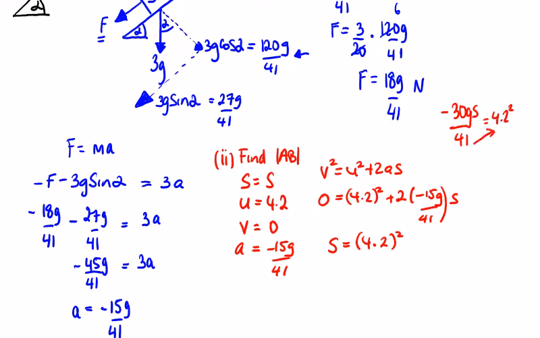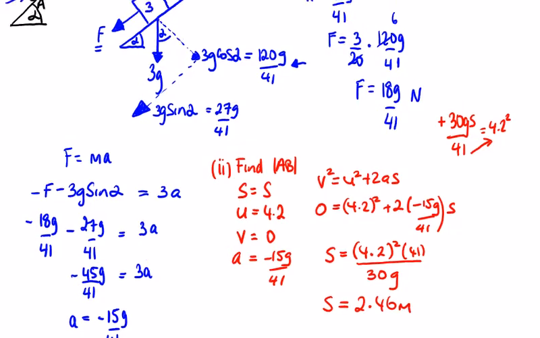We're going to multiply by 41, and we're going to divide by 30g. Sorry, that's going to be a positive, isn't it? Change sign. We're going to divide by the 30g. And if we type this into a calculator, we're going to get exactly 2.46, and that would be meters.